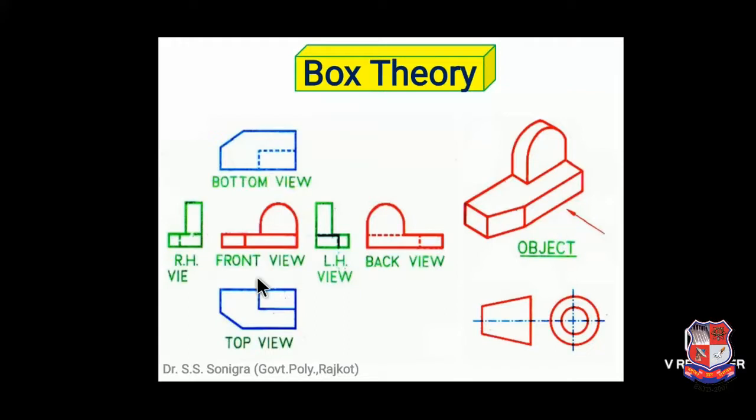These are the 6 views of this object. Front view; top view is drawn below front view; bottom view is drawn above front view; right hand side view is drawn to the left side of front view; left hand side view is drawn to the right side of the front view; and back view is drawn next to any side view and away from front view. Front view and back view or rear view should not be drawn next to each other; a side view should be there. And this is the symbol of first angle projection method. Whenever you draw any multi-view representation, it is compulsory to draw the symbol of the projection method.